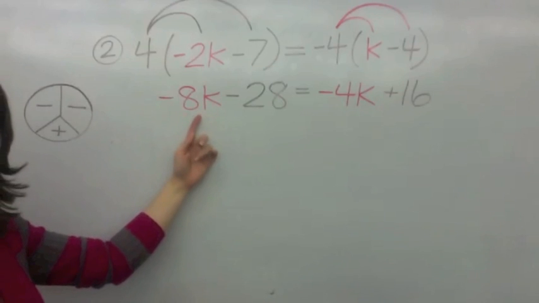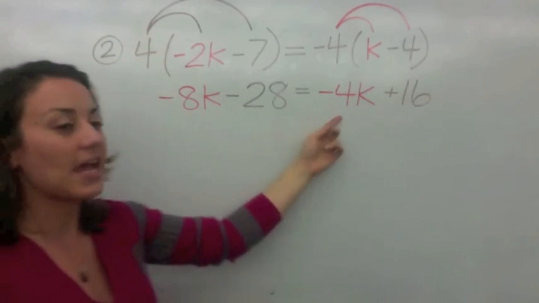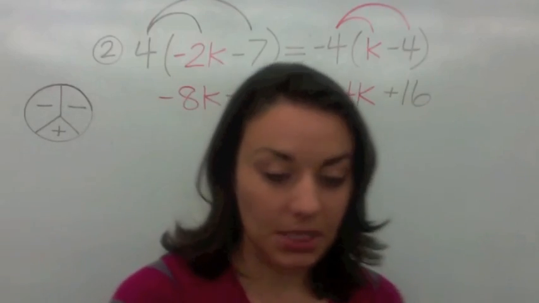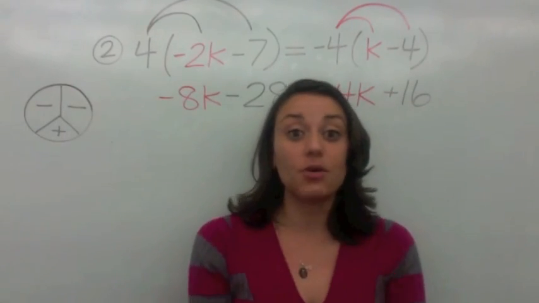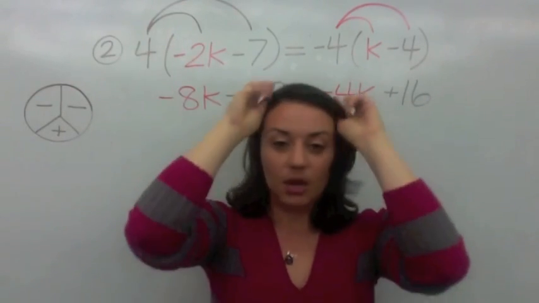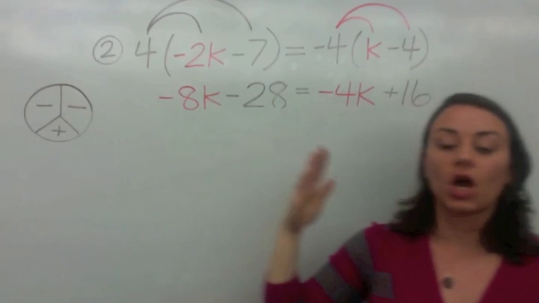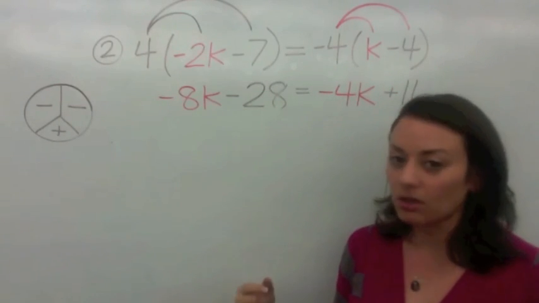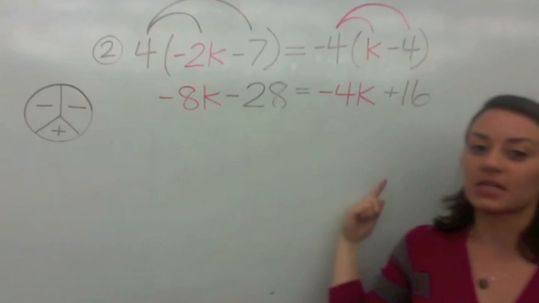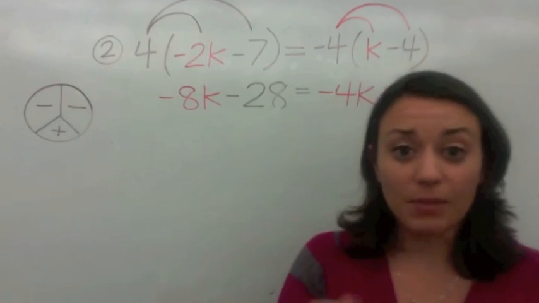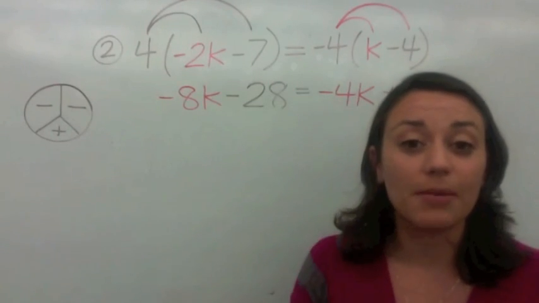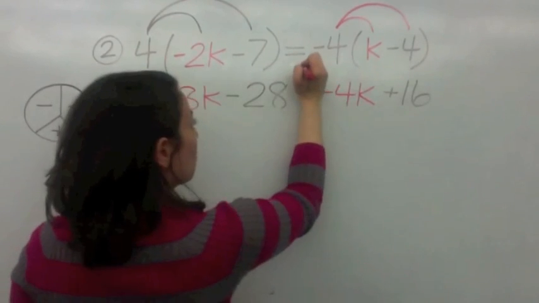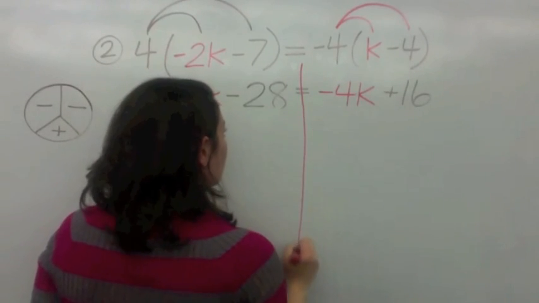Okay, so now we have the k family, yes? We have a k here. How many? Negative 8k and negative 4k. Well, guess what? Those two terms need to become one. So what do you have to do? Combine like terms. Now, when you have terms on opposite sides of the equal sign, how many t's do you need? You need 2 t's. How many t's? 2. Let's do the first t. The first step is to combine like terms.